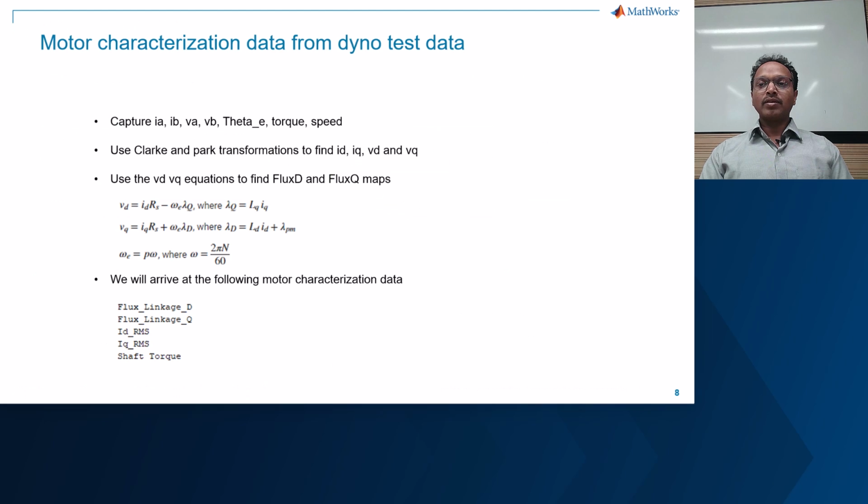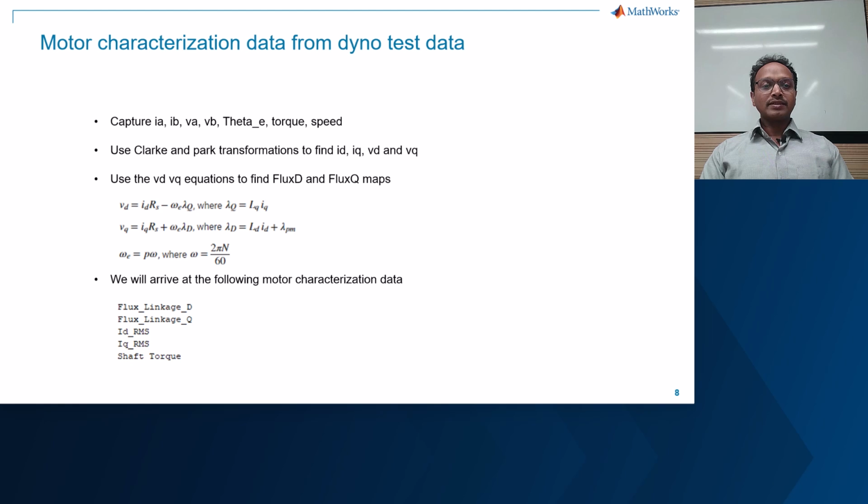For characterizing the motor, we can run the motor through different speed and torque operating points. So thereby we can capture IA, IB, VA, VB, theta E, which is the electrical angle, torque and speed. Instead of capturing IA, IB and IC, we capture only IA, IB, assuming that the motor's winding is balanced winding. And we can use Clark and Park transformations to find ID and IQ, VD and VQ. And we can use the standard motor equations given below here to find the flux D and flux Q maps at every operating point, speed and torque.